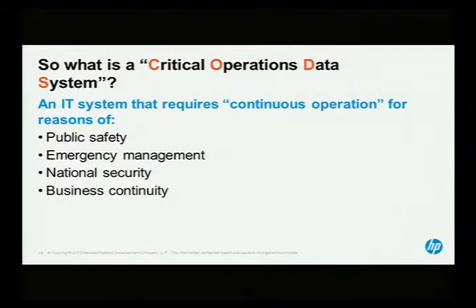All right, let's talk about cost and benefits. So what is a critical operations data system? An IT system that requires continuous operation for public safety, read 9/11, emergency management, read FEMA, national security, read Pentagon, TSA, or business continuity. So it allows major enterprise data centers now to be classified as critical operations data systems, all right, and you can begin to get special consideration by the AHJs.